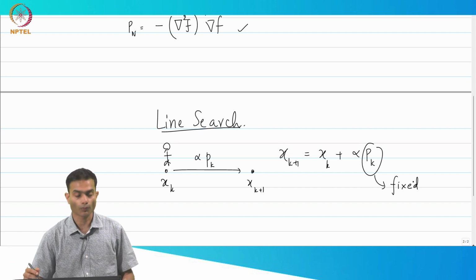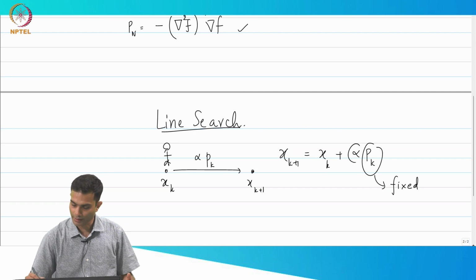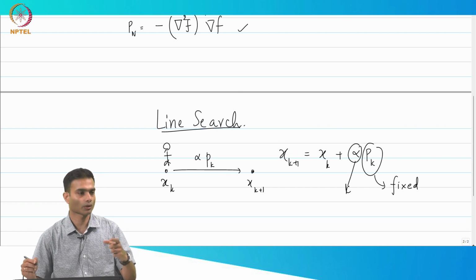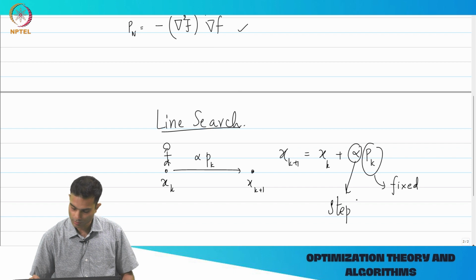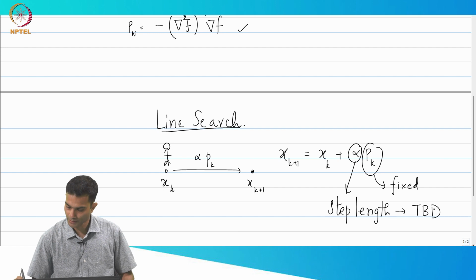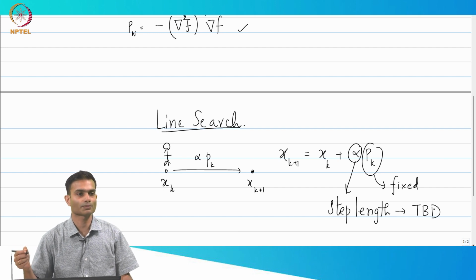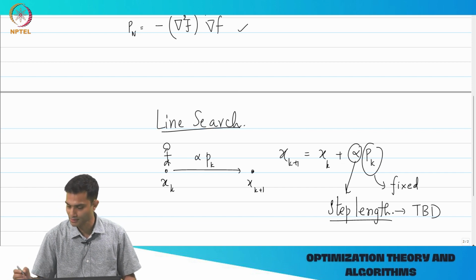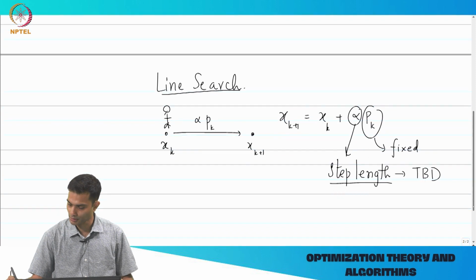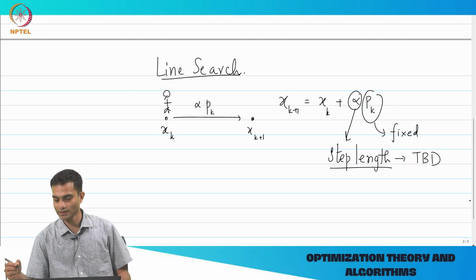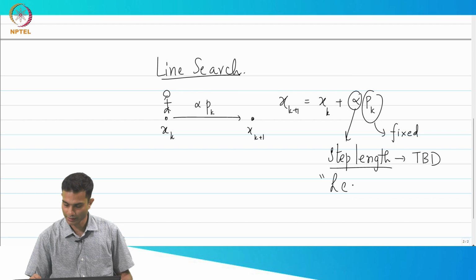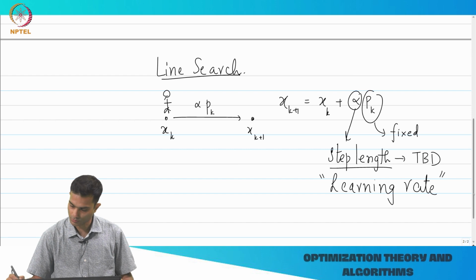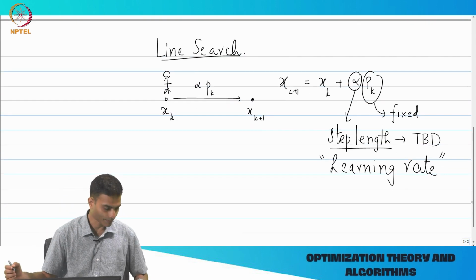Having fixed it, what does a line search method do? It tells you how much to walk, right? The step length. This is to be decided. So that is what a line search method will do: once you fix the direction, it will tell you how much to walk. Step length is the slightly old fashioned name for it. People in machine learning have given it a much fancier name. They call it the learning rate. The idea is the same. Sounds a little cooler, that's all.